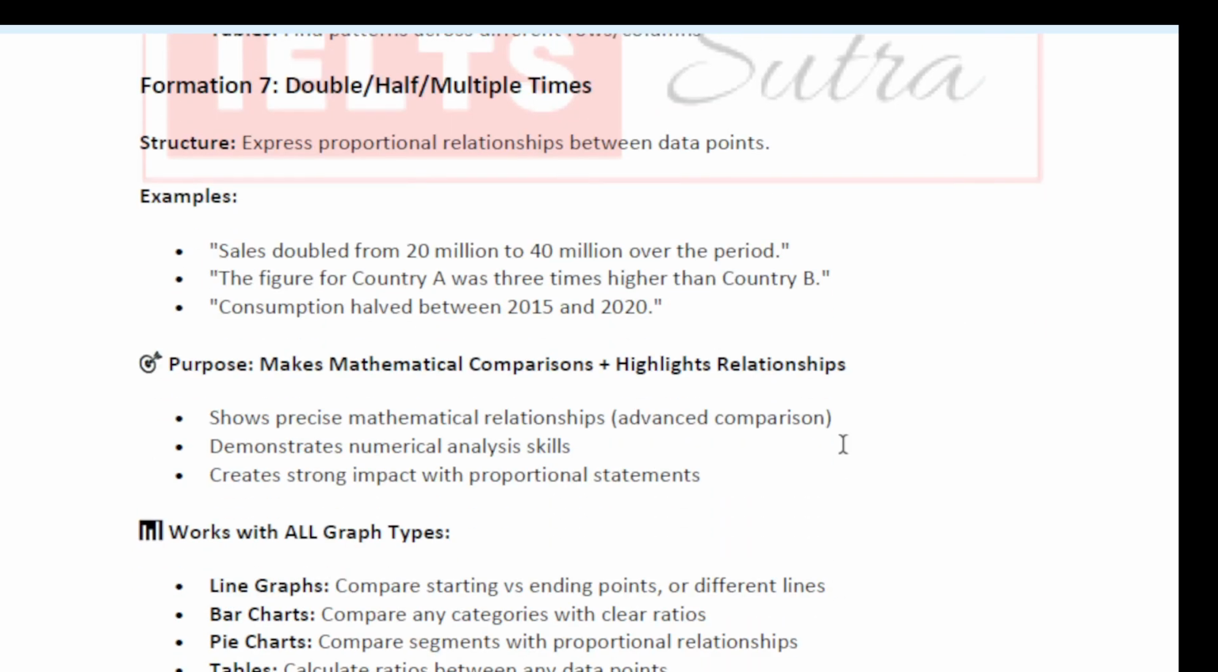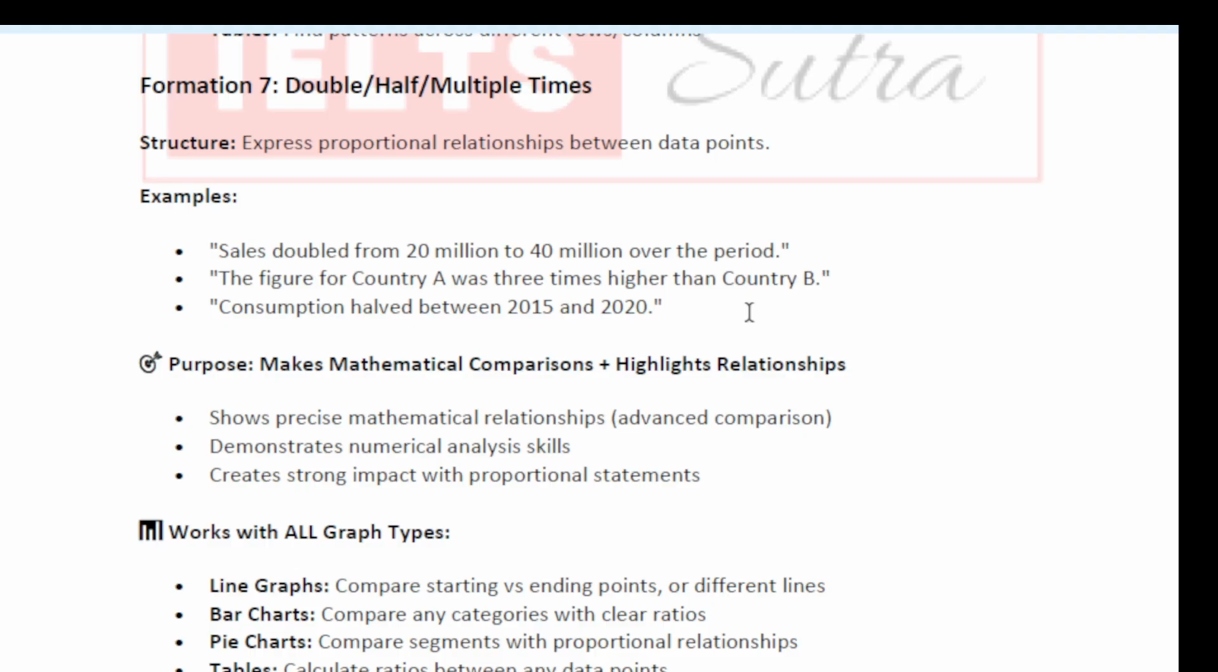The seventh one is called double and half formation. I call it double and half. It helps you to directly compare the figurative values of the categories in the data. For example, you can say that the sale doubled from 20 million to 40 million over the period, or the figure for country A was three times higher than country B, or the consumption halved between 2015 and 2020. So when you take a data point and compare it with another category, like it is double, three times, four times, five times, then you can use this formation. And it helps you to make comparisons.